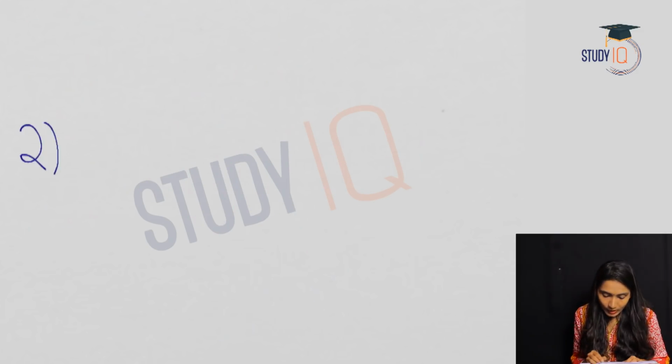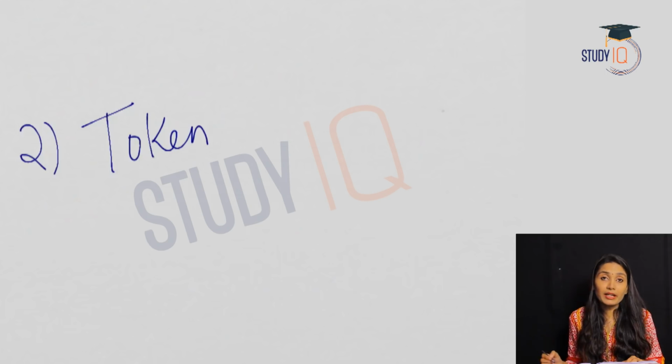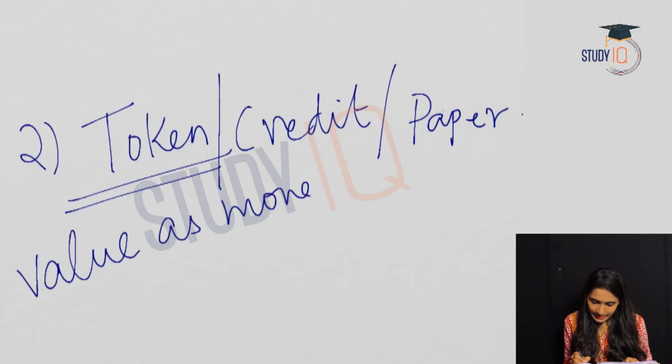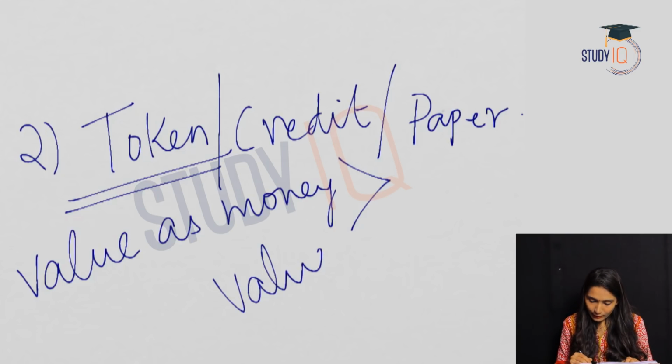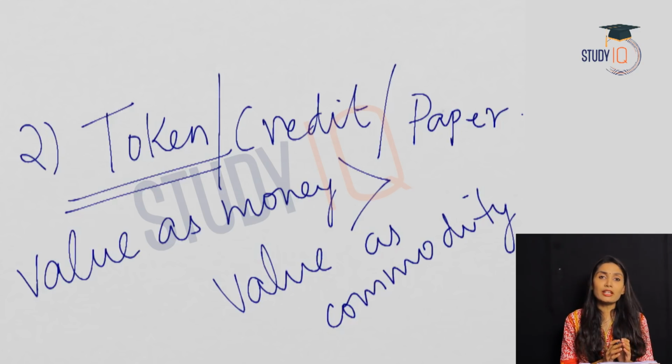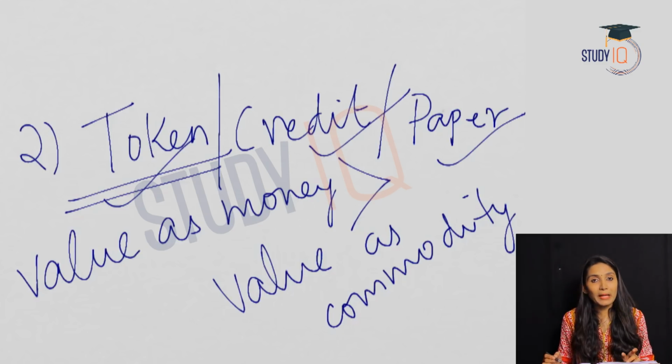Second type of money is token money, which is also known as credit money or paper money. Here in token money, the value as money or as a currency will be more than the value as a commodity. An example is currency notes. If we take the example of a 500 rupee currency note, it will have a value of 500 as money. But if we consider that currency note as a commodity, it is merely a piece of paper. It has no value. So, as money, it will have higher value compared to as a commodity. That is token money, which is also known as credit money or paper money.